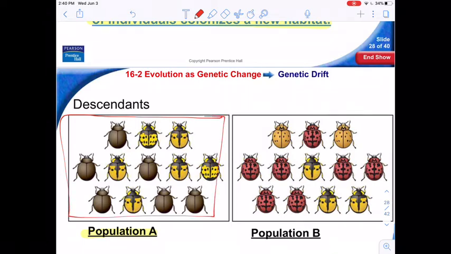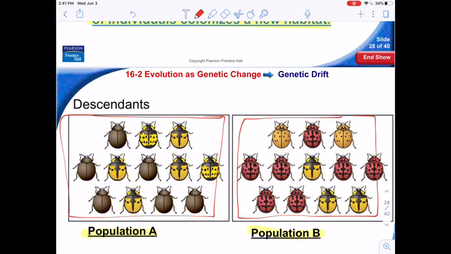And then we have population B, which is now made up of mostly orange, red, and yellow ladybugs. Originally, these two subpopulations were part of the same population, but they drifted off, and who knows, maybe the population A ladybugs hopped on a log and floated downstream accidentally and ended up colonizing a new habitat.